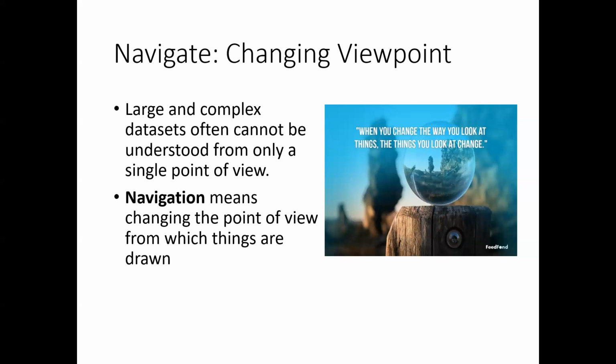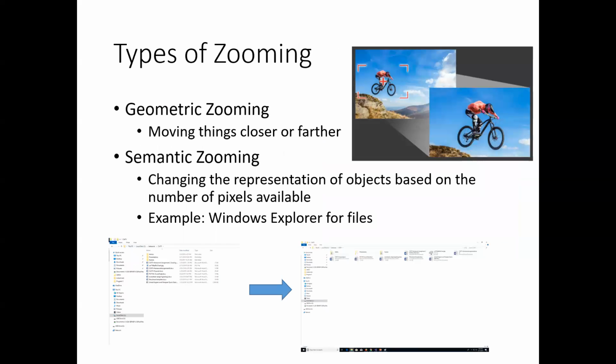So there are a couple different types of zooming. One is geometric zooming, which is moving things closer or farther, that you see with the bicycle there, where in the upper left, we start with the photo of the bicycle doing the jump, and then we zoom in the lower right to see a close-up of the rider's motion and posture.